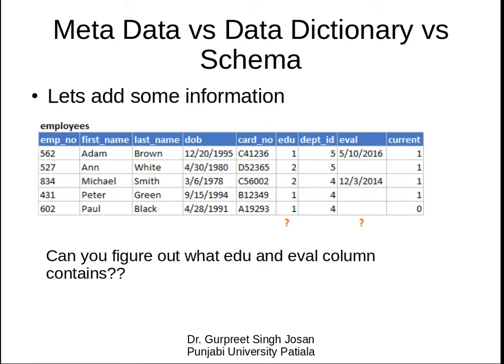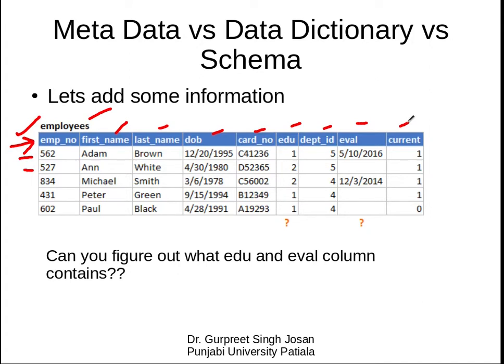So if I give some name to this particular table and I give the name to the column also, then I can figure out something, that this information is about some employees of the company, and the first column is the employee number, and the second and third column are the first name and last name, followed by date of birth, card number, education, department ID, evaluation, and current status.